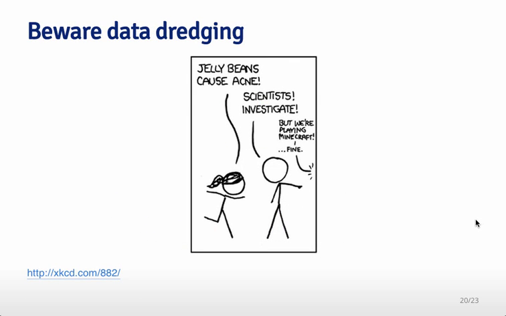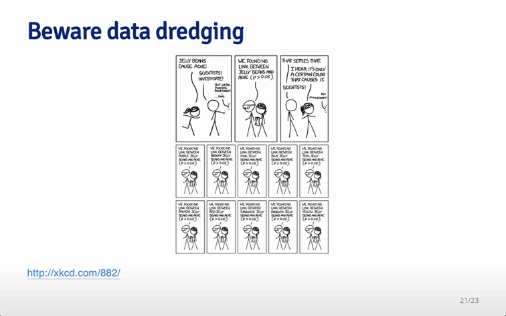Another key component of paying attention to big data and data science is being aware of data dredging. So suppose you want to consider something silly like jelly beans cause acne. This comes from an XKCD cartoon. Scientists could investigate and they find out that jelly beans aren't related to causing acne. So then they say, well, that settles that, but you could try to change your hypothesis. You could say, oh, well, actually, it's just purple jelly beans that cause acne. No, it's brown jelly beans that cause acne.